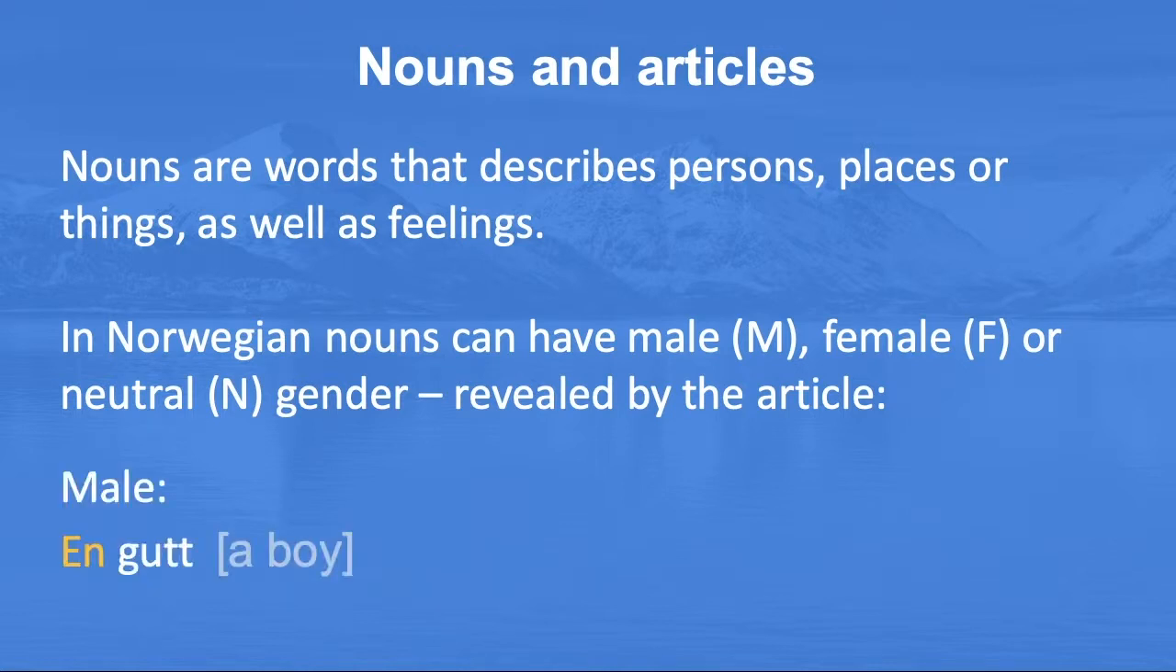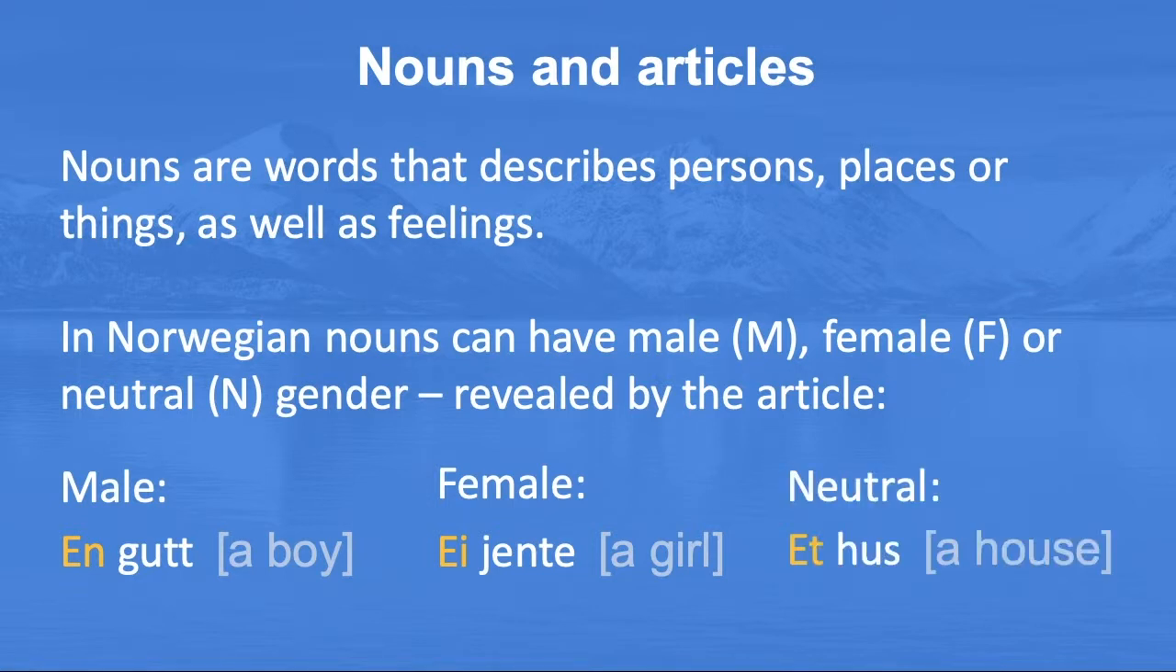Male gender, en gutt. A boy. Female gender, ei jente. A girl. And finally, neutral gender, et hus. A house. So we see here that in Norwegian we have three different articles depending on the gender of the noun, while on the other hand, in English, the article is the same. So here's a clear difference between Norwegian and English.